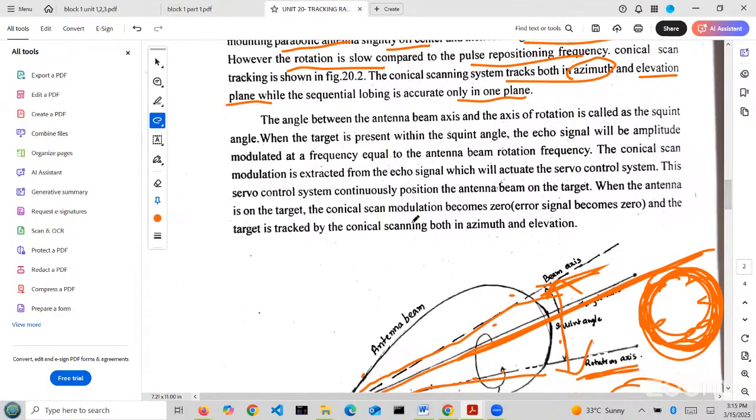See here in the next paragraph, what is written? The angle between the beam axis and the axis of rotation is called the squint angle. When the target is present within the squint angle, the echo signal will be amplitude modulated at a frequency equal to the antenna rotation. What is the meaning? Suppose the squint angle is near to the target material, we will get the maximum amplitude of the wave, which is shown here in separate images.